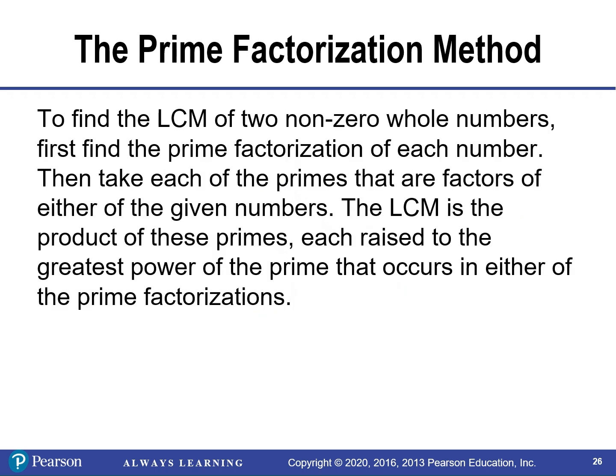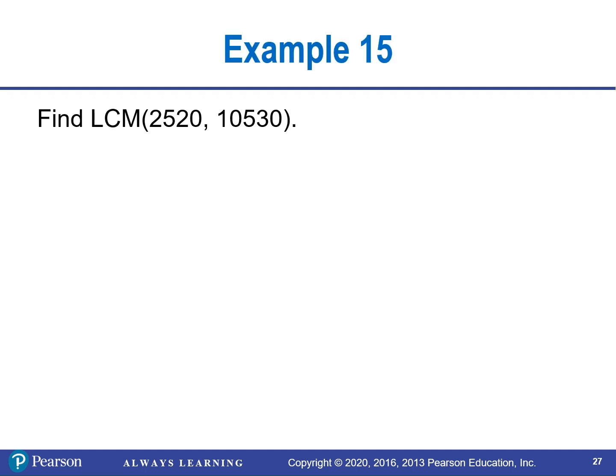We can also use the prime factorization of two non-zero whole numbers or more to find the least common multiple. So we're going to first find the prime factorization of each number, and then take each of the primes that are factors of either of the given numbers, and then the least common multiple is the product of all those primes, each raised to the greatest power of the prime that occurs in either prime factorization. So let's look at an example using the prime factorization method for 2,520 and 10,530.